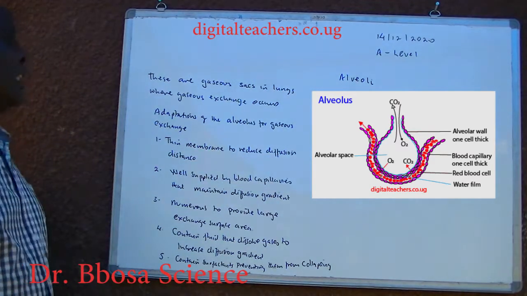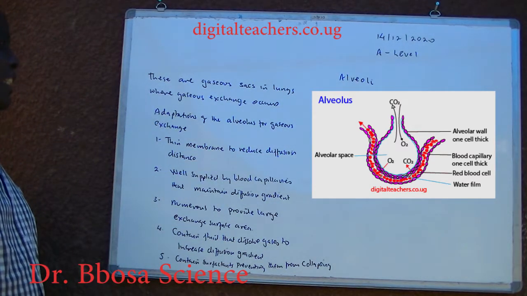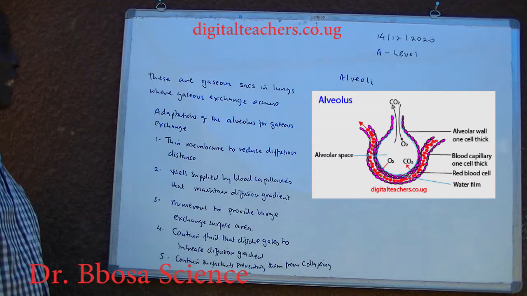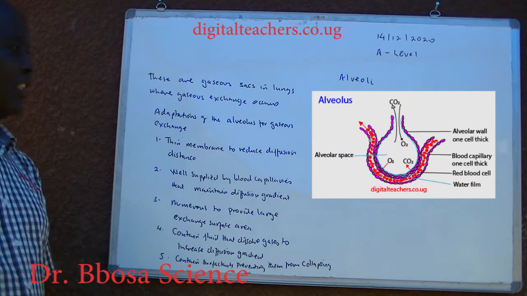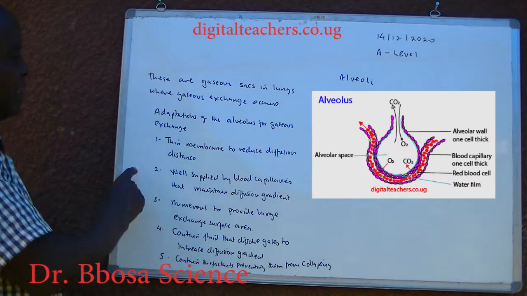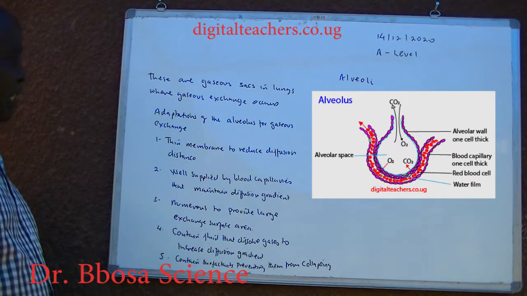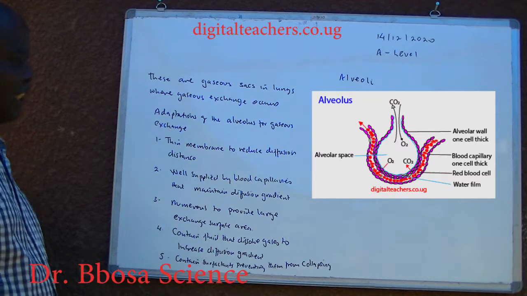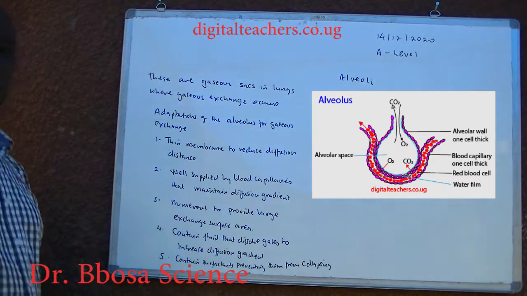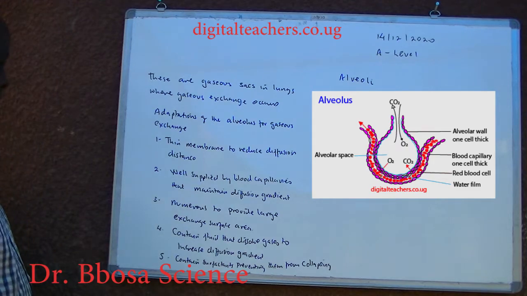Alveoli. These are gaseous sacs in the lungs where gaseous exchange occurs. Adaptations of the alveolus for gaseous exchange. Alveolus is the singular for alveoli.